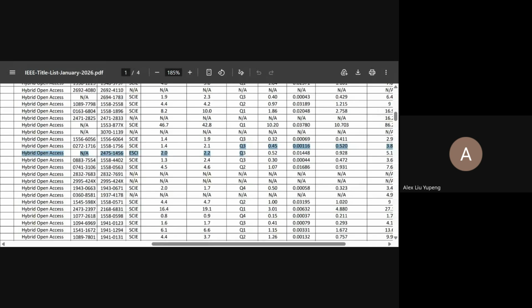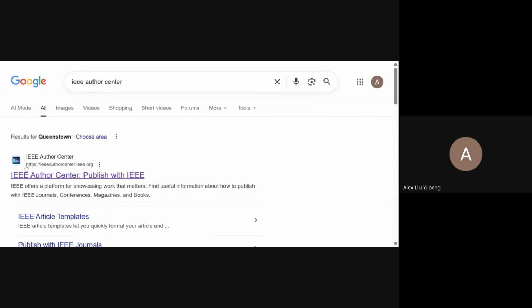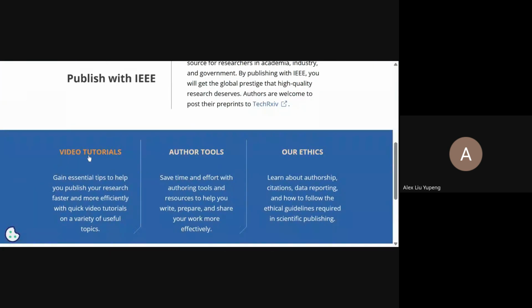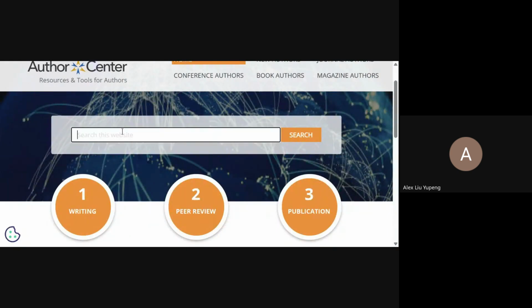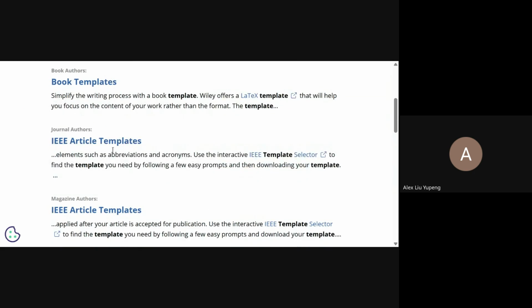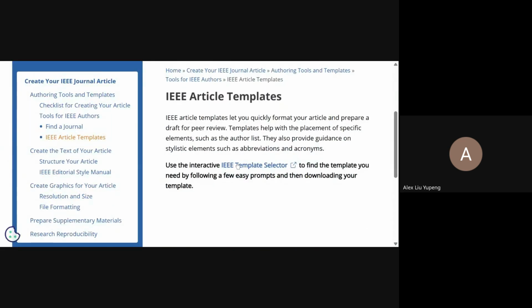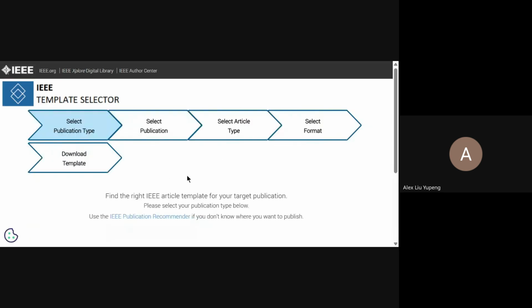The last page I would like to share is the IEEE Author Center. I just do a Google search. It has all the information you need about writing, about peer review, about publication. We also have video tutorials. You can also download templates. Just do a search on template, article template, right? We have this thing called the IEEE Template Selector. If you click on it, it brings you to a website where you can select the template to download, depending on whether you are publishing with a journal or conferences.